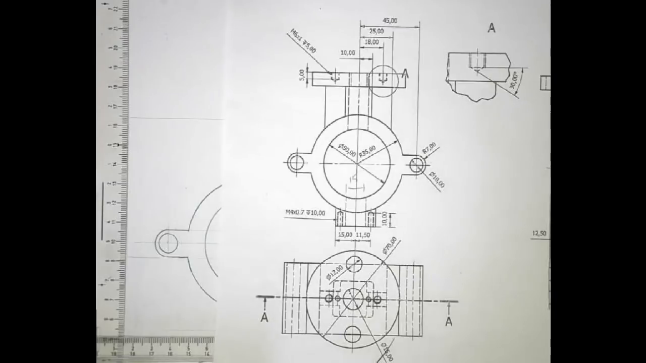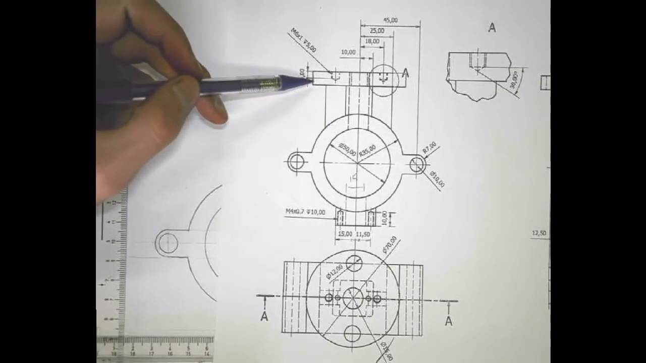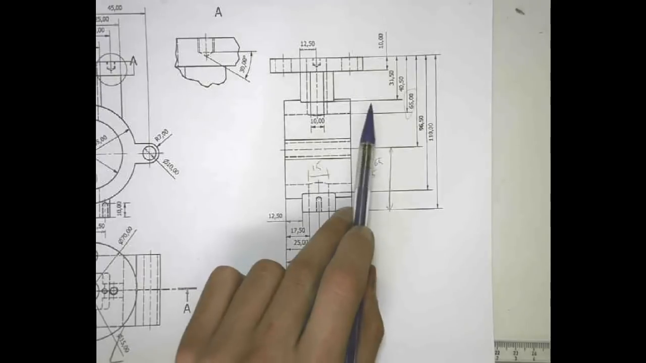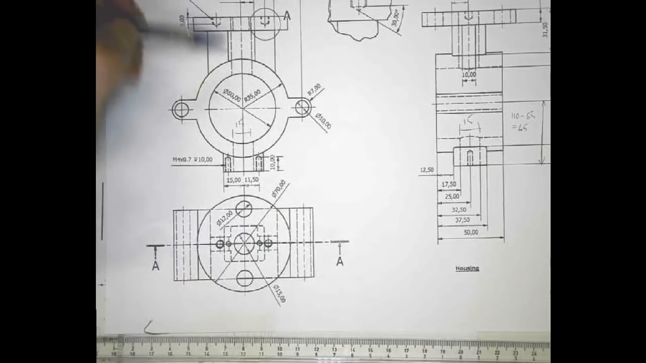Okay, then we can draw this flange plate at the top here. That is a total of 10 millimeters deep and a 70 millimeter diameter. So from our center line, we'll have 35 millimeters to either side.